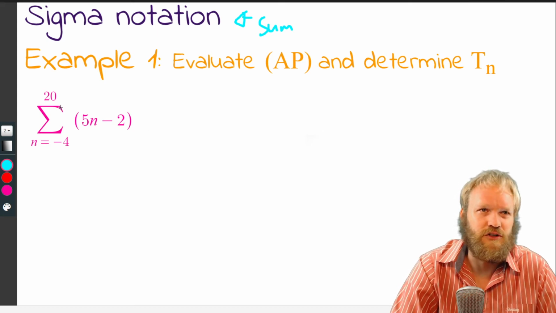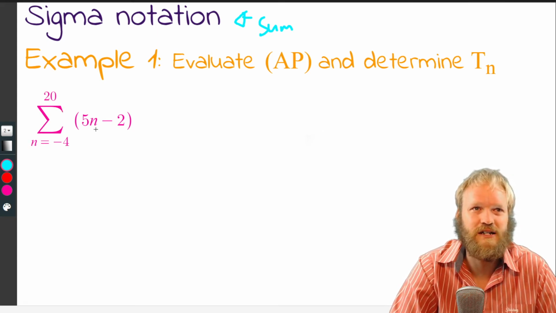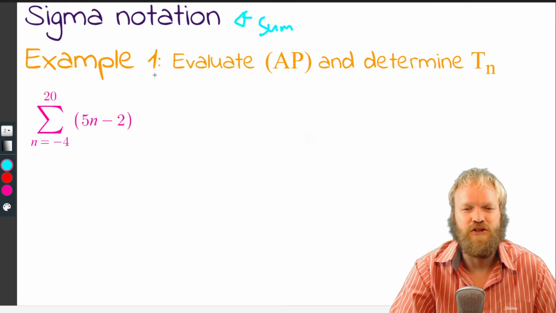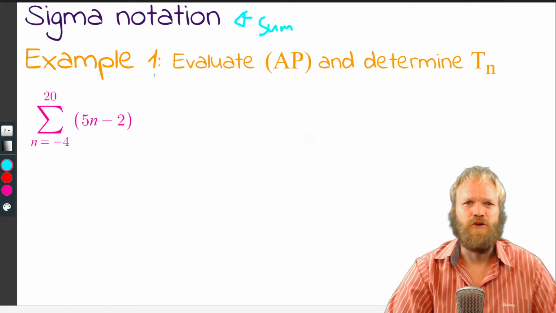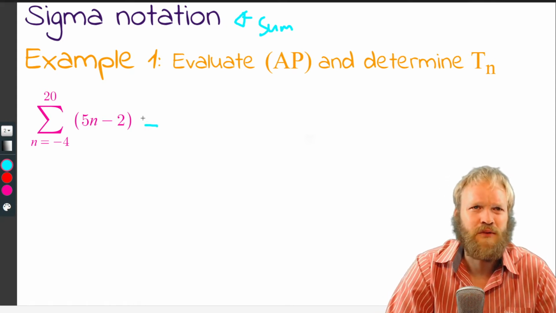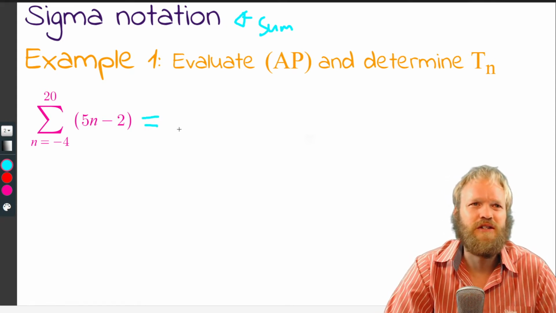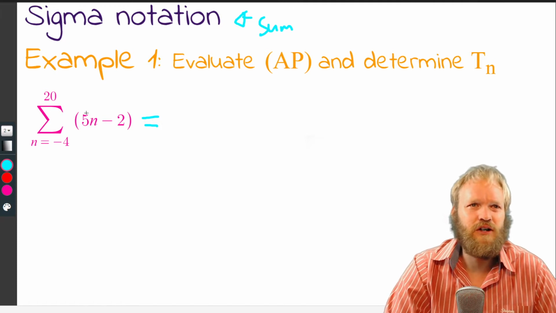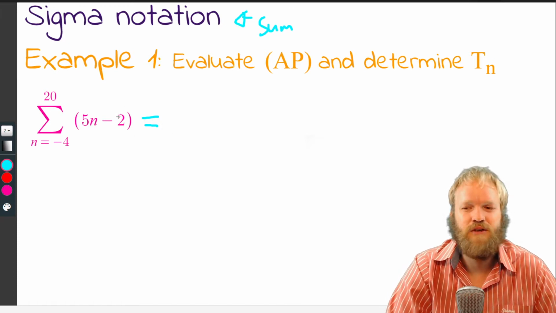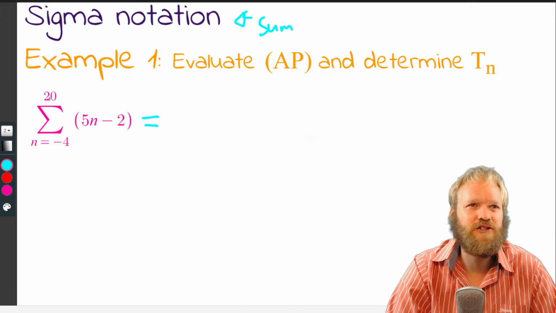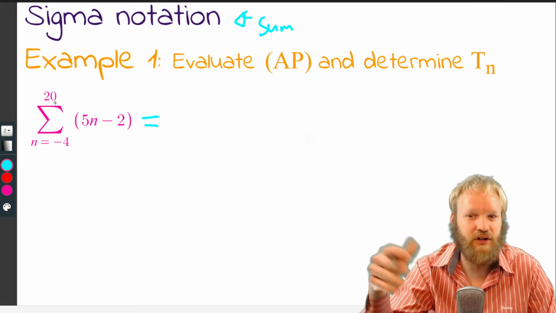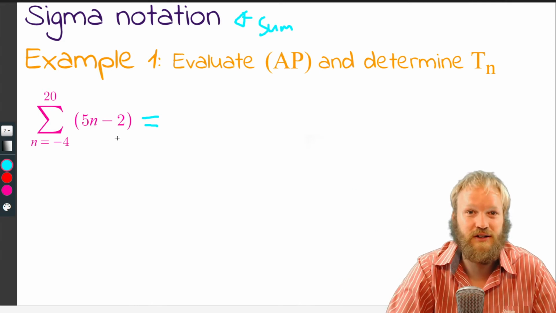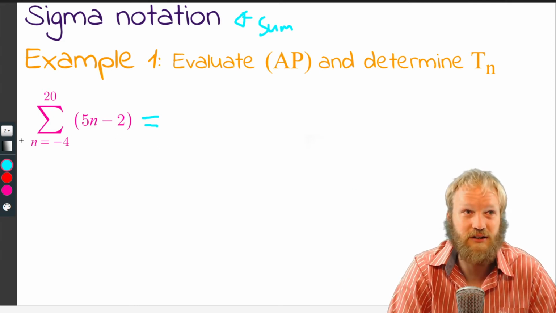Let's just run through this. We've got sigma n goes from negative 4 to 20 on 5n minus 2. So just jot that down so we can carry on together. Cool, so we're back together on this and going, now what does this even mean? Well, we've got this formula, and what we're going to do is substitute the values of negative 4 going up to 20. So negative 4, negative 3, negative 2, negative 1, 0, etc. So not just 1 to 20, but negative 4.